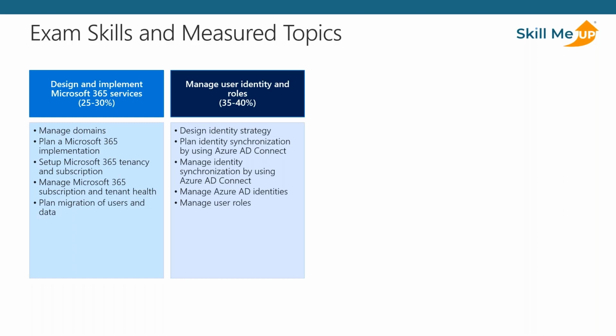Next, we have manage user identity and roles. Now note that this skill is weighted at 35 to 40% of the exam. So if this is an area you don't know much about, you might need to spend a little bit more time studying. In this topic, you'll be measured on setting up users and roles and then managing them, both within Azure AD as well as using Azure AD Connect. You'll need to understand how to craft synchronization connections, and that's a critical component of the exam. You'll also delve into role management within Azure AD, as well as how to manage identities.